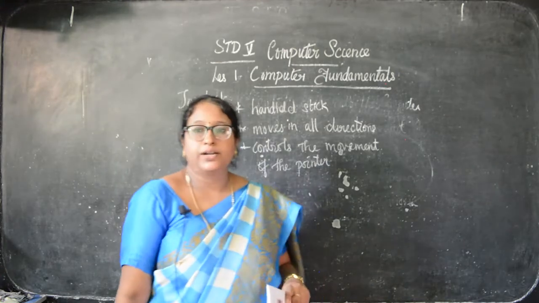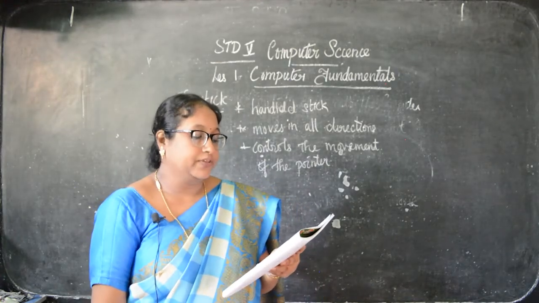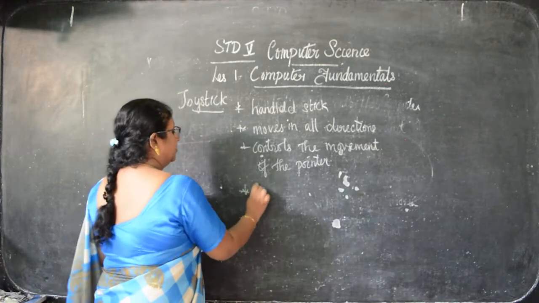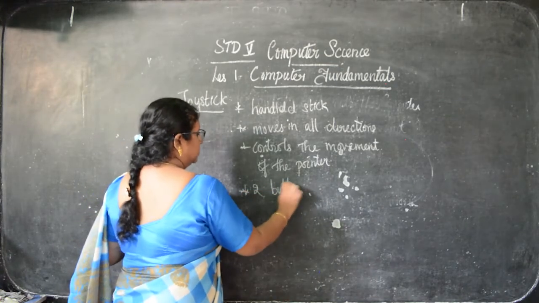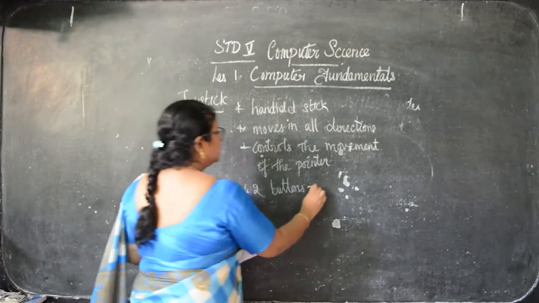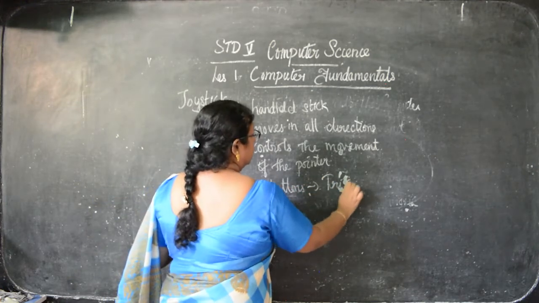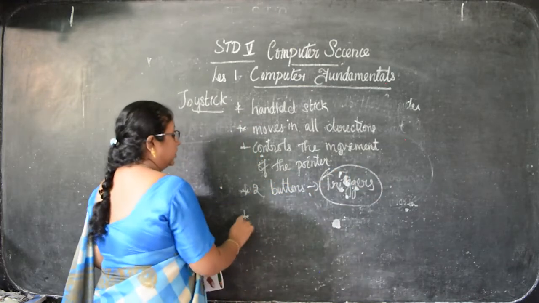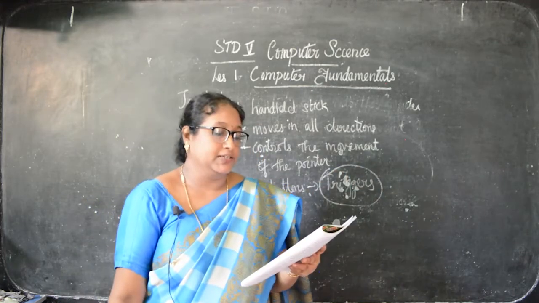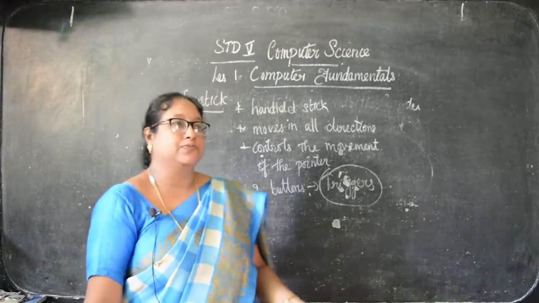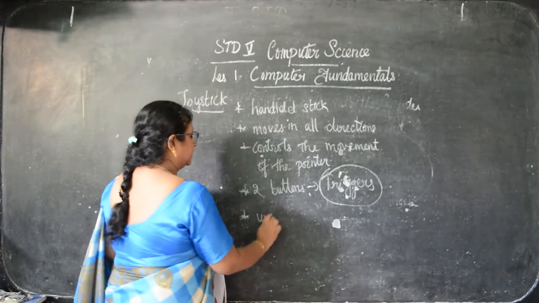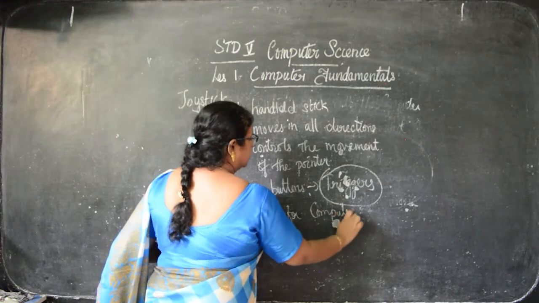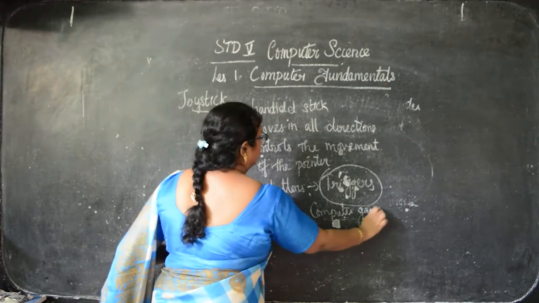So what does it do? Joysticks control the movement of the pointer. Then what have they given? Most joysticks contain two buttons. Okay, it also has two buttons, and they have a name also. These two buttons are called triggers. Okay, children, they're called triggers. Do you understand this? And the joysticks are widely used for computer games. So mainly it is used for what, children? For computer games.